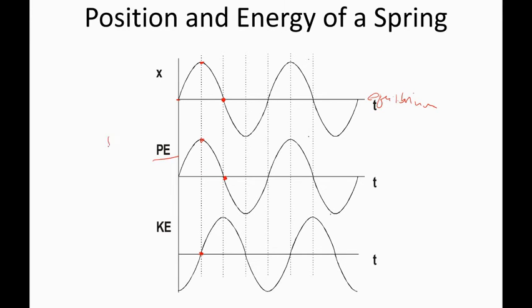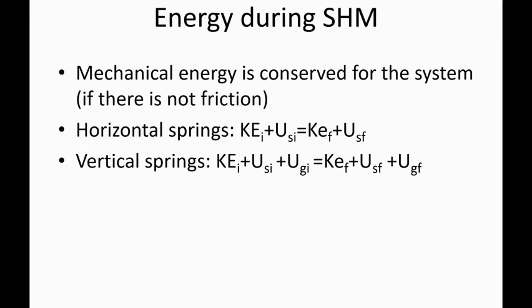Why? Because potential energy is related to 1/2 kx squared, and your kinetic energy is 1/2 mv squared. So your kinetic energy is going to be maximum when your potential energy is its lowest, its 0 value. And here, where my potential energy is high, kinetic energy is low, it's at 0. So this graph is very important for you to understand. It's very important for you to be able to graph your position, graph your potential energy, and graph your kinetic energy of a simple harmonic motion system.